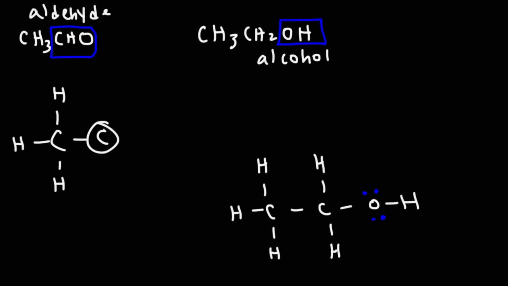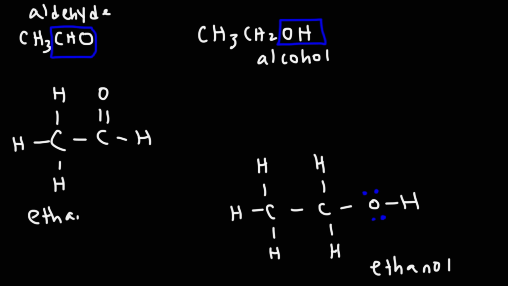Now, for this carbon to have 4 bonds, this is not going to work if we wrote it like this. In order to have 4 bonds on the carbon and 2 bonds on the oxygen, we need a double bond O. And then it's going to work. So this is called ethanol with an OL. It's an alcohol. This is called ethanal with an AL because it's an aldehyde.